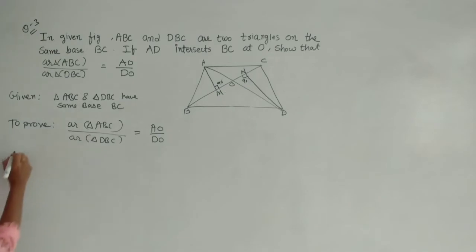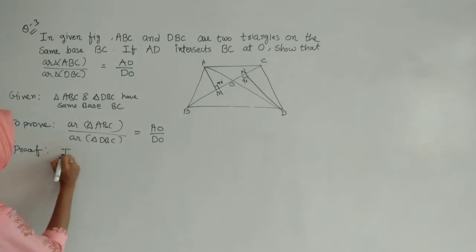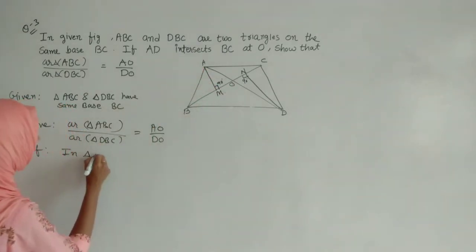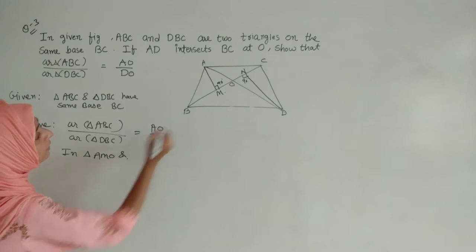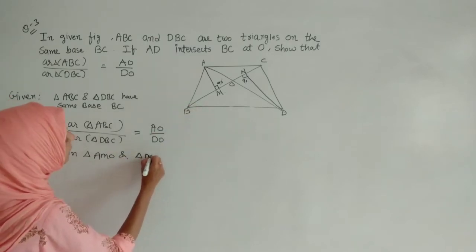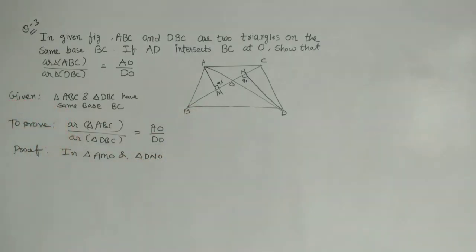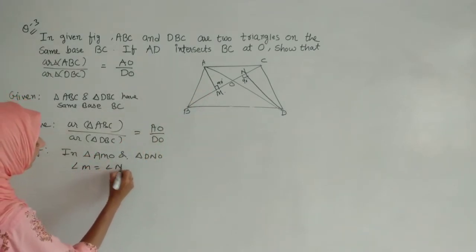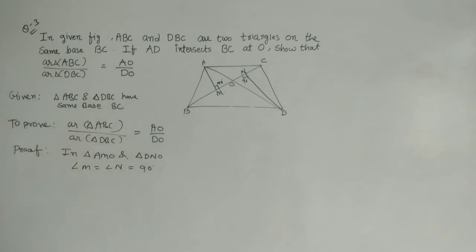Okay, so here we are beginning our proof. For proof I will write, in triangle AMO and another triangle DNO, let us write similarity of that. So here we will write angle M is equal to angle N, that will be equal to 90 degrees. So how did we get this? We will write some construction over here.